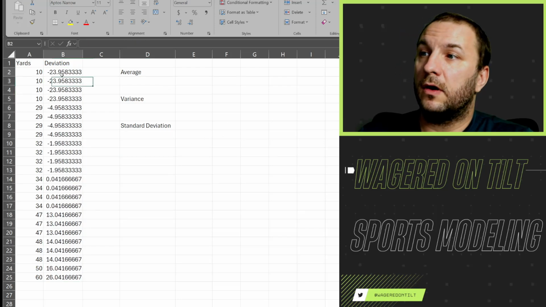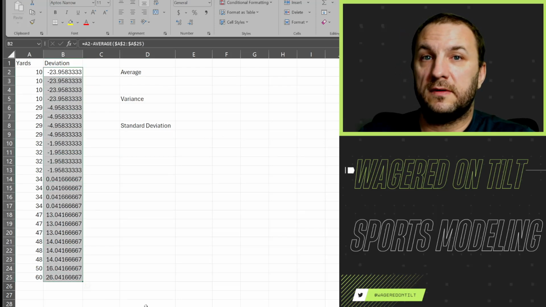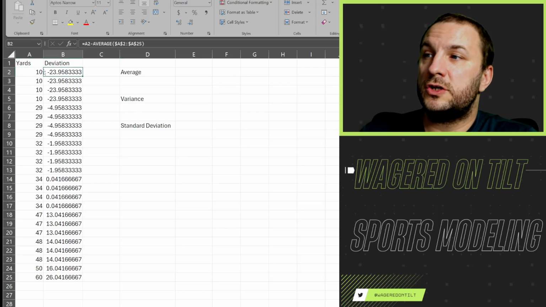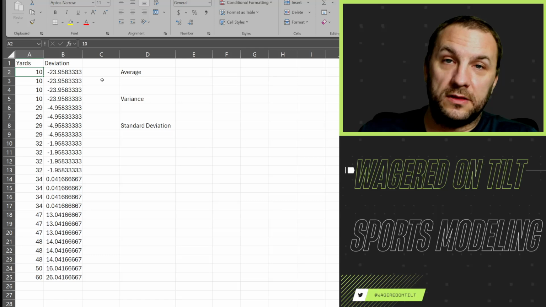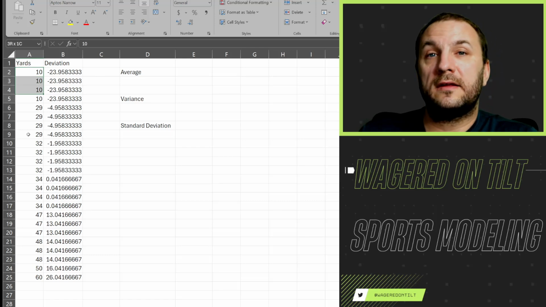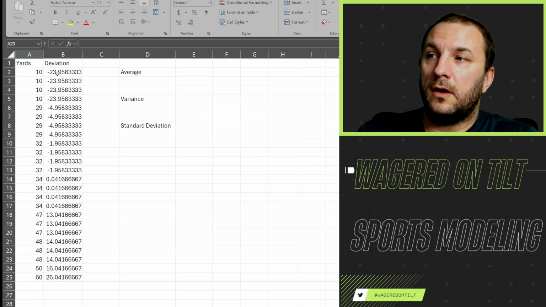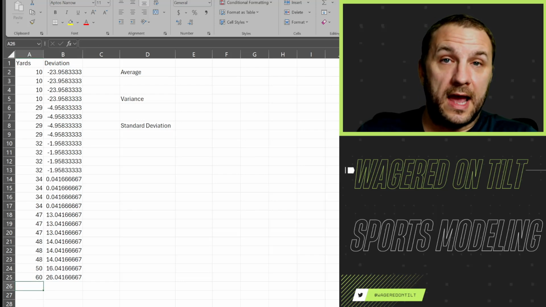And now we have our deviations for each piece of information. So if we're looking at this information, we're going to say that the deviation of 10 is -23.95. And again, that's from this entire data set. So the next thing then is, how is this useful? How is this helpful? Well, first you may want to find the average of this information.